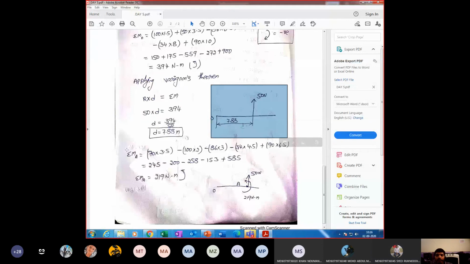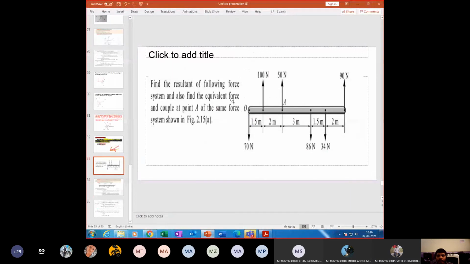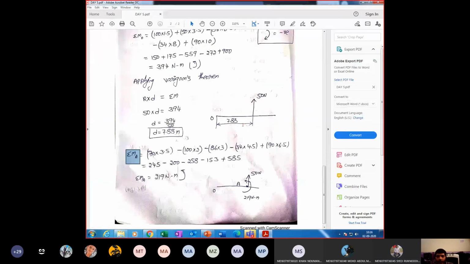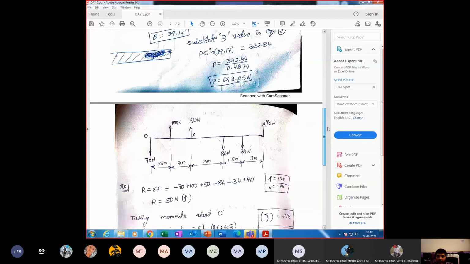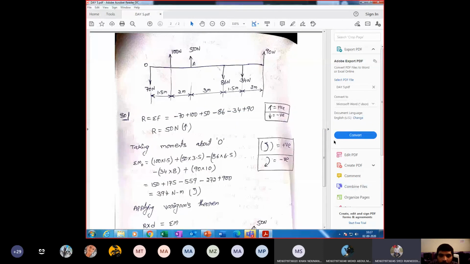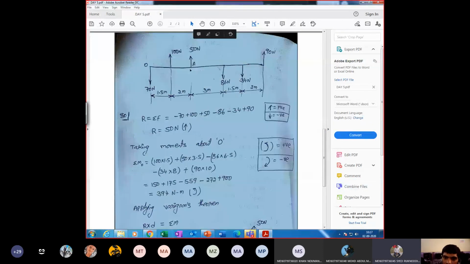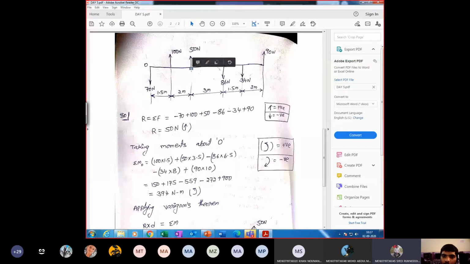Now my intention is to calculate the summation of forces at point A, because my intention is to calculate moments at point A. See, find the equivalent force and couple at point A of the same force. Okay, now listen. I want to bring all the forces to which point, ma? Point A. Now I will write this equation. At point A, I want to bring all the forces.